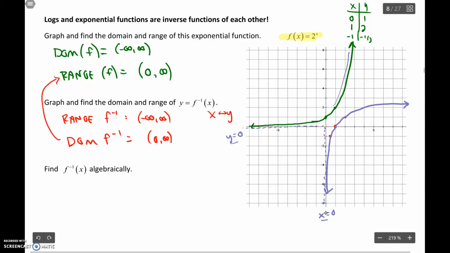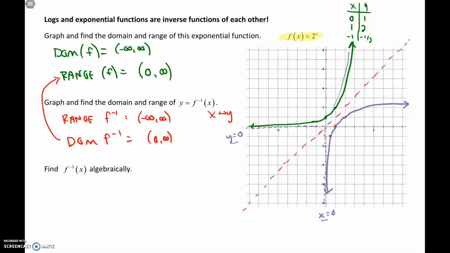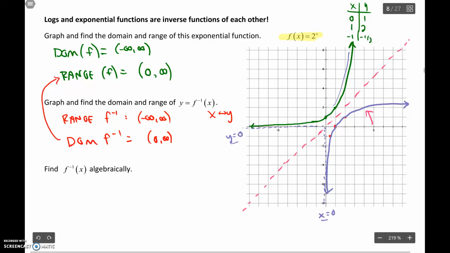And if you recall, a function's inverse is simply a reflection of that function along the line y equals x. So this is the inverse of 2 to the x.